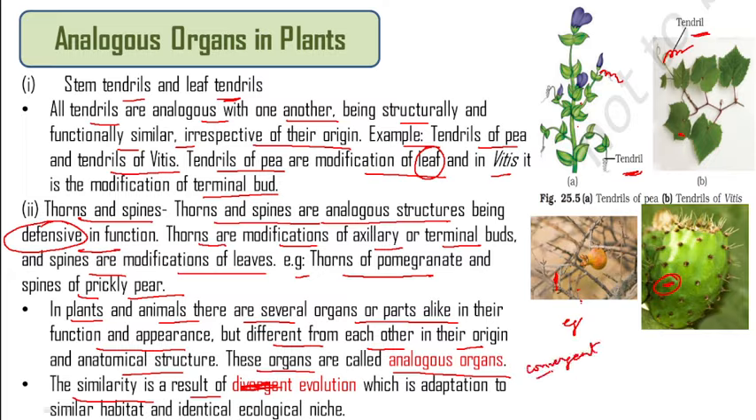Convergent evolution is adaptation to similar habitat and identical ecological niche. It means that there are two different organisms which have moved into a particular area, and they are going to adapt themselves according to the needs of this area. Therefore they are going to develop structures which help them to survive in this area. So this shows convergent evolution.